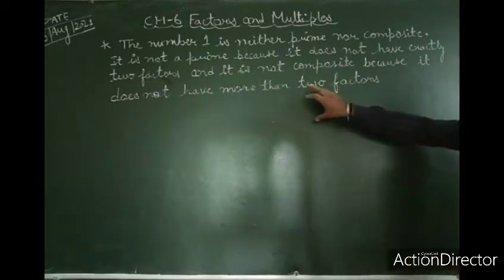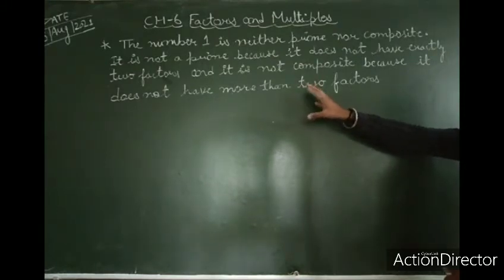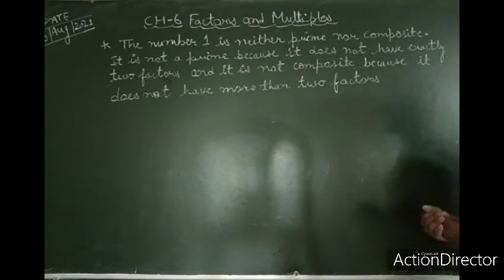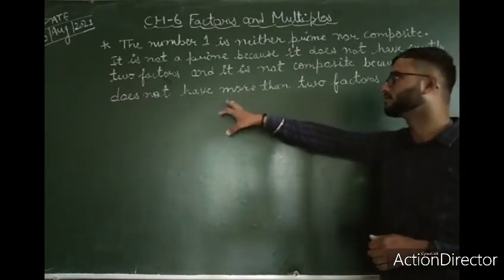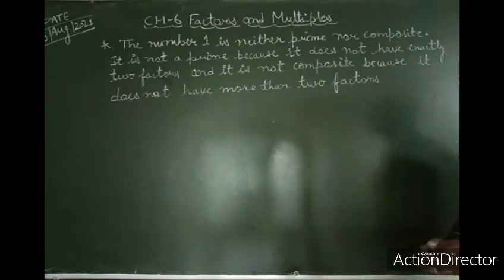It is not a prime number because it does not have exactly 2 factors, and it is not composite because it does not have more than 2 factors. So dear students, remember this point here: the number 1 is neither prime nor composite.